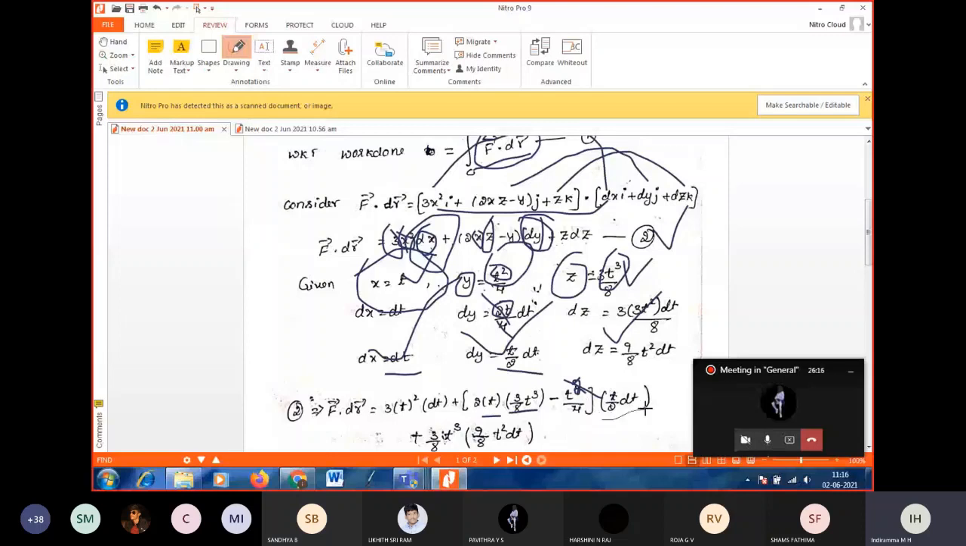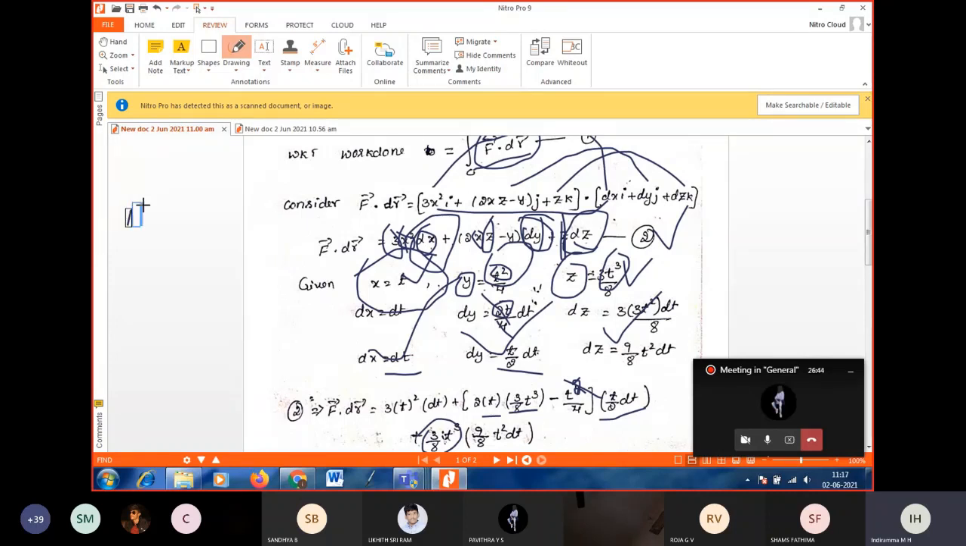Okay, next. Plus z. Substitute for z. What is z? 3t cube by 8, 3 by 8 t cube. What is dz? dz is 9 by 8 t square dt. Now simplify this. What do you get after simplification?